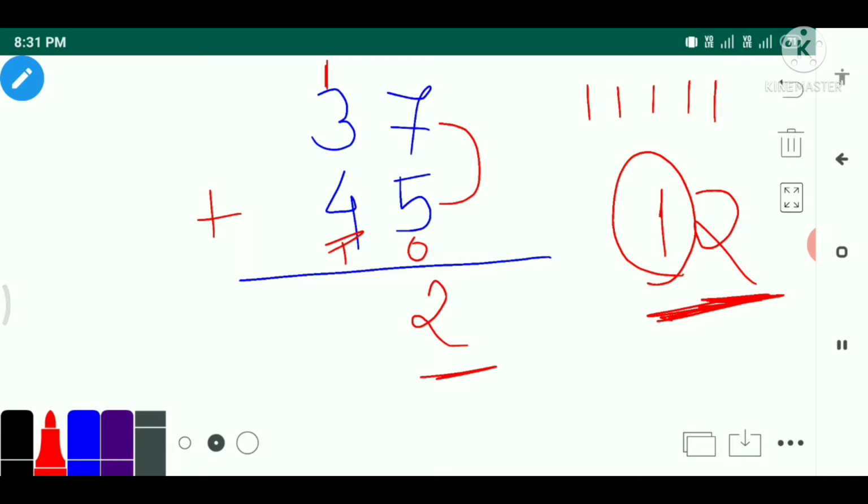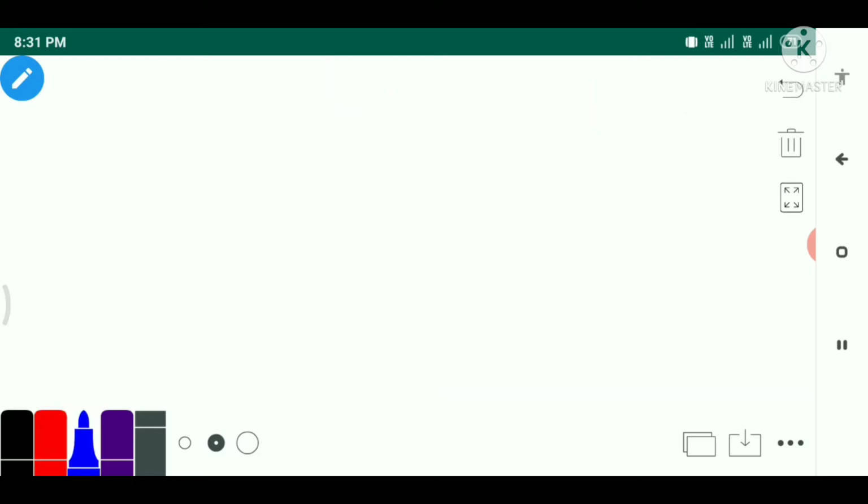Have you understood? So now in tens place 3 numbers are there: 1, 3 and 4. So first of all we'll add these two. 1 plus 3, it will be how much? 4. 4 plus 4, 8, right? So our number will be what? 82. Okay, one more question we will do.